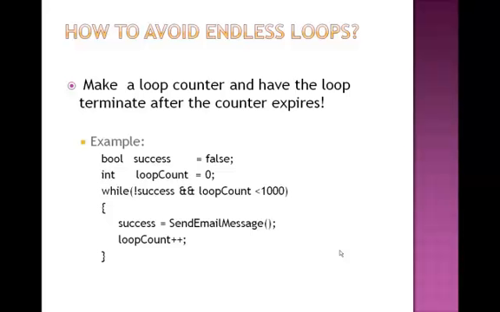So this code would run for 1,000 times. If it has been successful within that 1,000 steps, essentially the email message has been sent, the loop will be terminated. If the message is not sent within 1,000 tries, then the loop count would reach 1,000, and this condition, loop count smaller than 1,000, would no longer be met, and the loop will terminate. So it either sends the email or tries 1,000 times, and it wouldn't send the email.